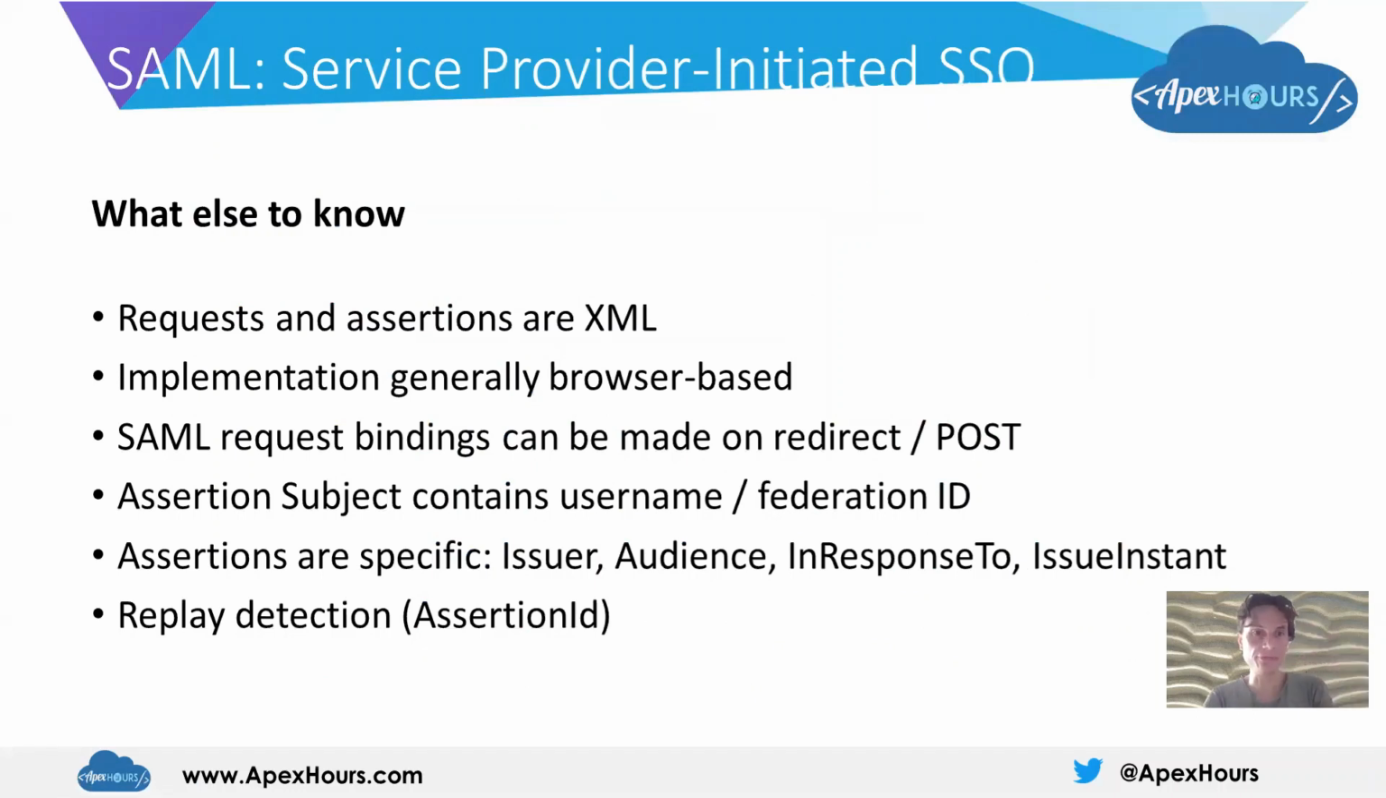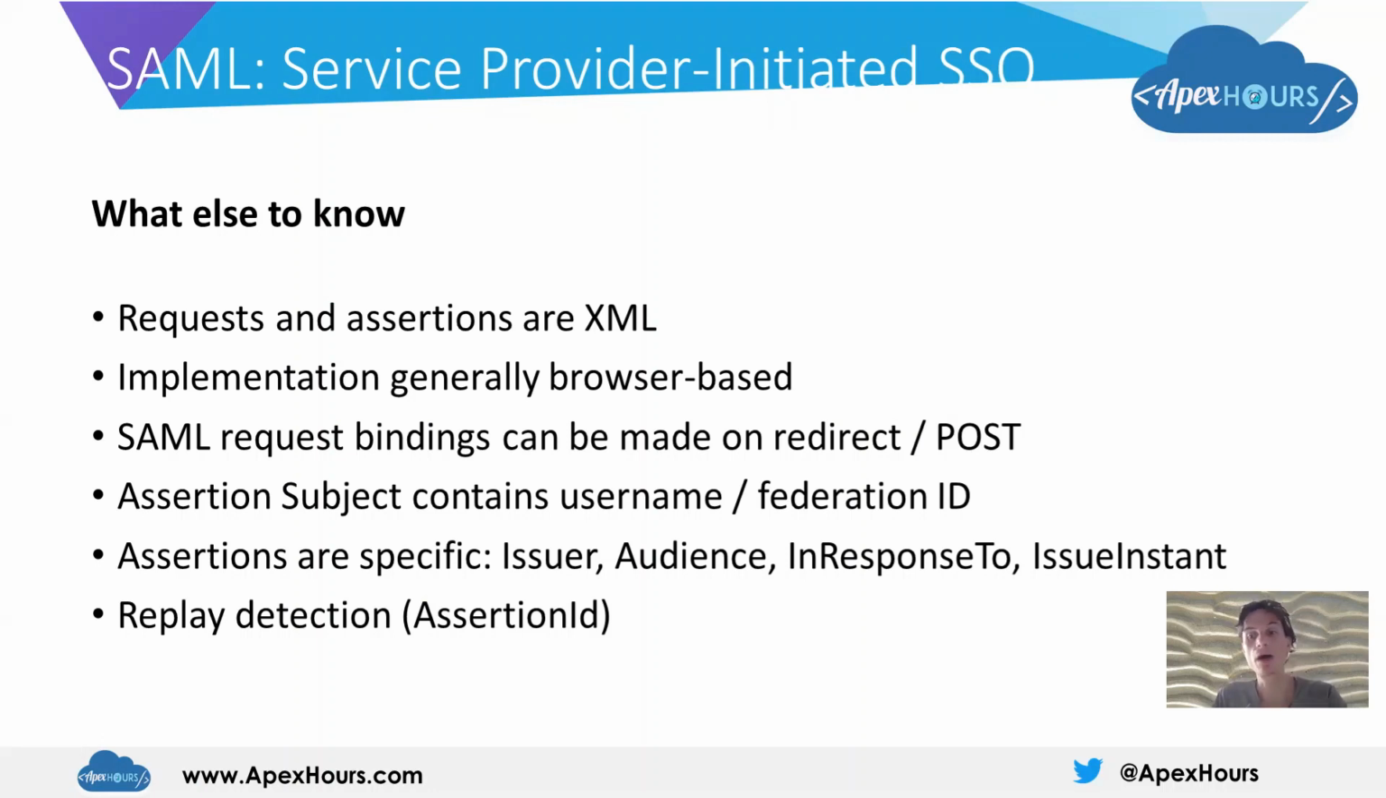So a few other bits and pieces to be aware of. I mentioned the requests and the assertions are XML structures. This protocol's been around since around 2003, so XML was a lot more common when this was first implemented. It is fairly suitable for a lot of browser-based use cases. But for mobile apps and even for mobile browsers, XML is quite a heavy protocol or a heavy structure. So it's perhaps not as ideal as some of the JWT-based options that are used in more modern single sign-on mechanisms.